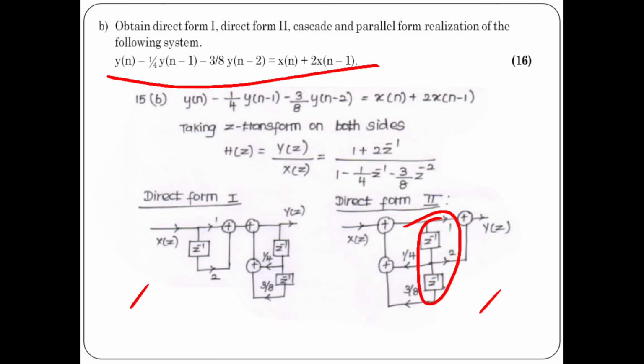So I have fully explained part A and part B questions of this university question paper, which belongs to the December 2017 question paper. Okay, thank you.